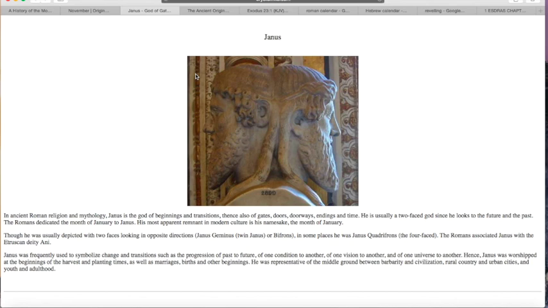All right, like I said, I'll put everything in the link description. In ancient Roman religion and mythology, Janus is the god of beginnings and transitions, thence also of gates, doors, doorways, endings, and time. He is usually a two-faced god, since he looks to the future and the past. The Romans dedicated the month of January to Janus. His most apparent remnant in modern culture is his namesake, the month of January. So this is where the name January comes from.